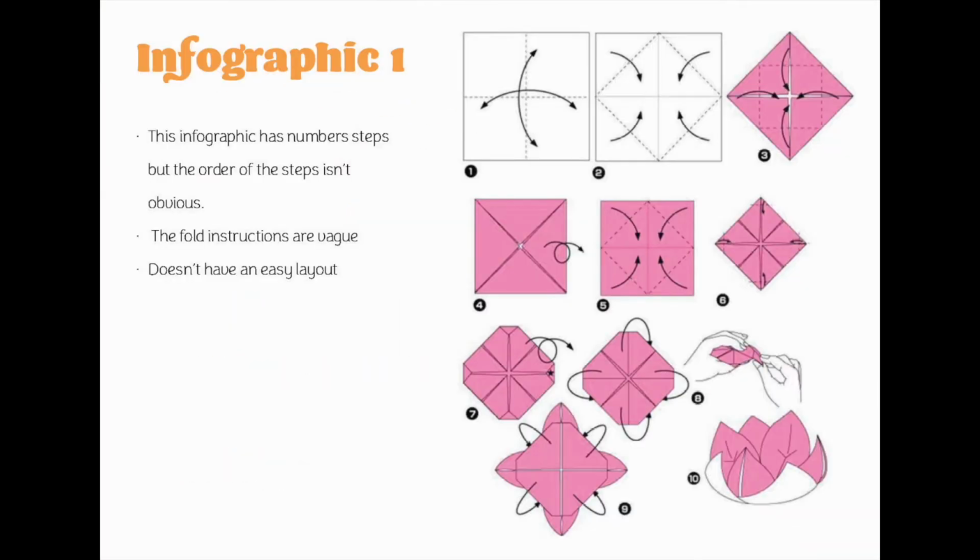The first infographic I researched is this origami instruction. This to me is a bad example of information design because of the way that it's laid out. The infographic has numbers and steps, but the order of steps isn't obvious to the viewer or to anyone instantly viewing this. It's crammed and a bit overwhelming because of how busy it gets towards the end, which can make the viewer assume that the task is hard.